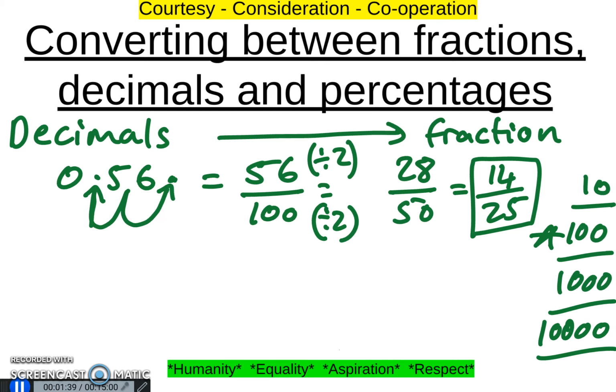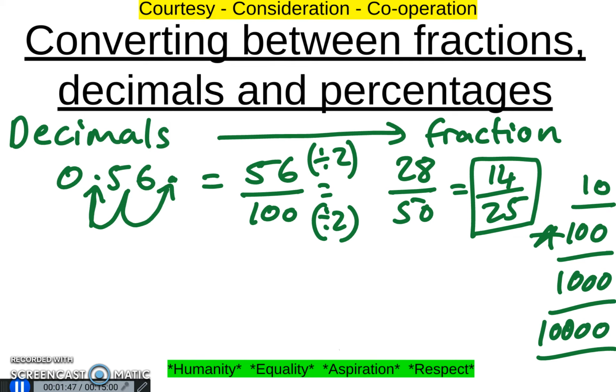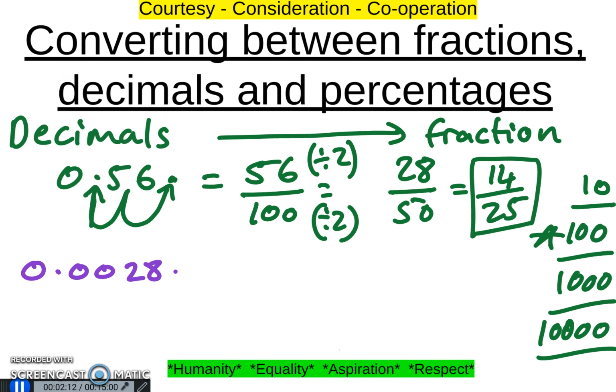now let's try another one. Let's say I had 4.3. Actually, let's try another one. So let's say I had 0.0028. Okay, now I need the decimal at the end of the number, so how many times does it move? Let's have a look. So 1, 2, 3, 4.